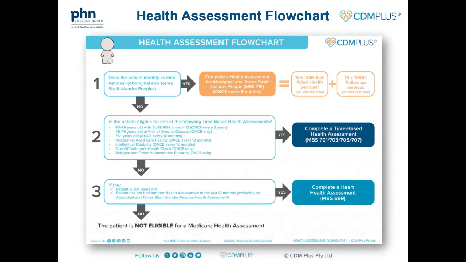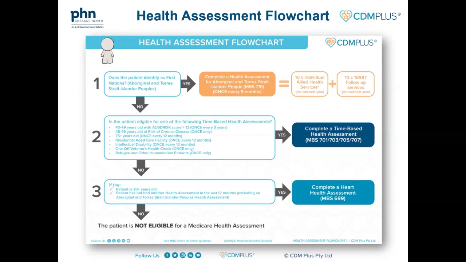Now, this flowchart's been updated to include the new changes with the 715s as well. So the 715 will actually trigger 10 allied health visits. And the other change is that a patient that identifies as Aboriginal and Torres Strait Islander can also now have a heart health assessment within that 12 months as well.